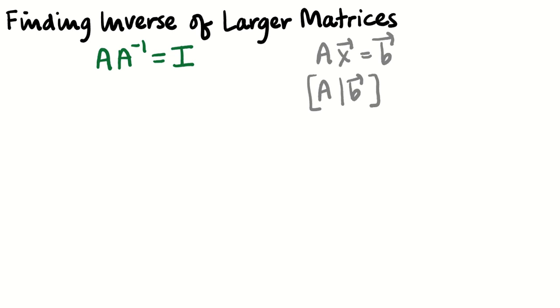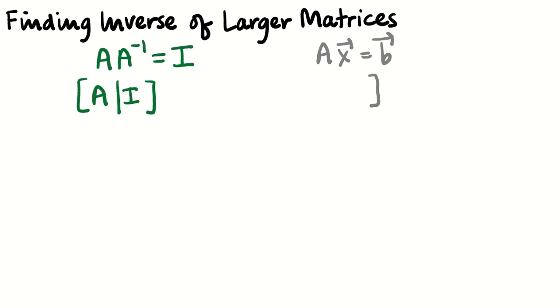But over here, what I'm proposing is that we will just augment A with the identity matrix and row reduce. But why would that be okay?